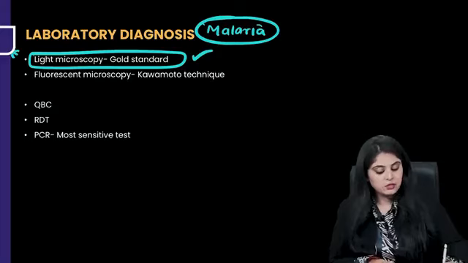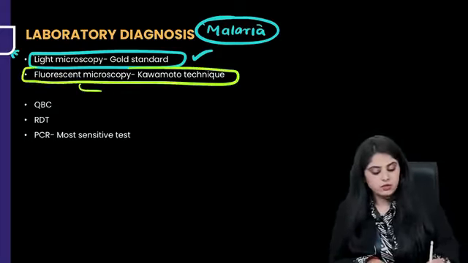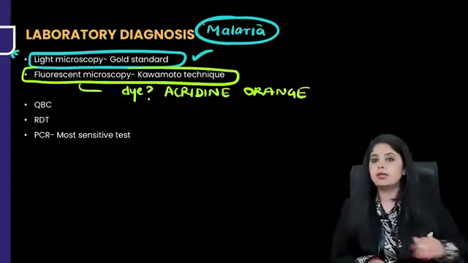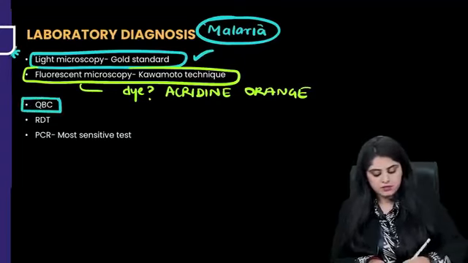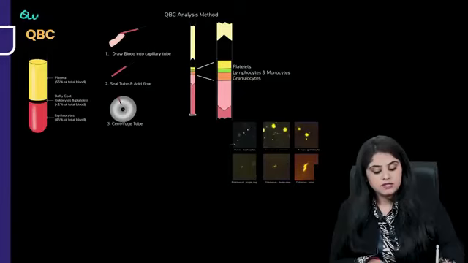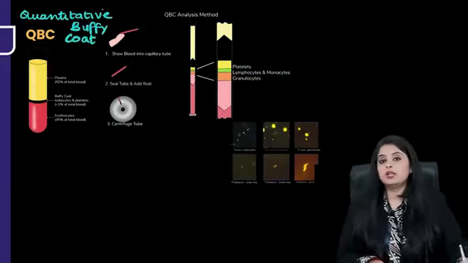The next one is said to be the fluorescent microscopy. What is that known as? Kawamoto technique. Which fluorescent dye do we use for malaria? It is going to be acridine orange. For malaria, we use acridine orange. Microscopy is done. Let's move on to the third one. The third one is quantitative Buffy coat. This is one slide as a flashcard for quantitative Buffy coat. Quantitative means I can count the malaria, but what is the sample that I take? Buffy coat sample is what I'm going to take in this patient.